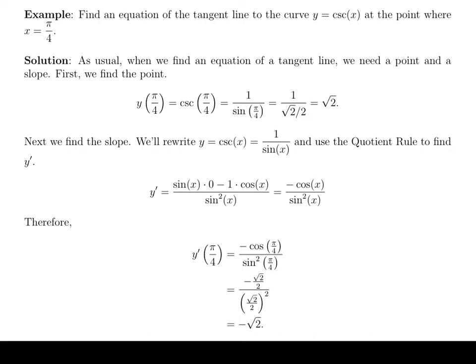Okay, so we've actually got all the ingredients we need. We have our x value, we have our y value, and we have our slope. We're going to put all those together into the point-slope form of the line.